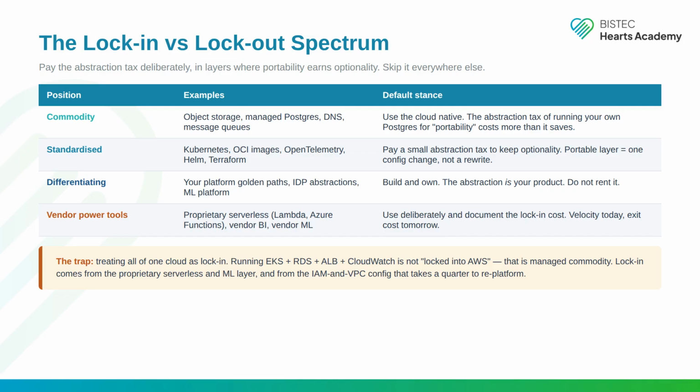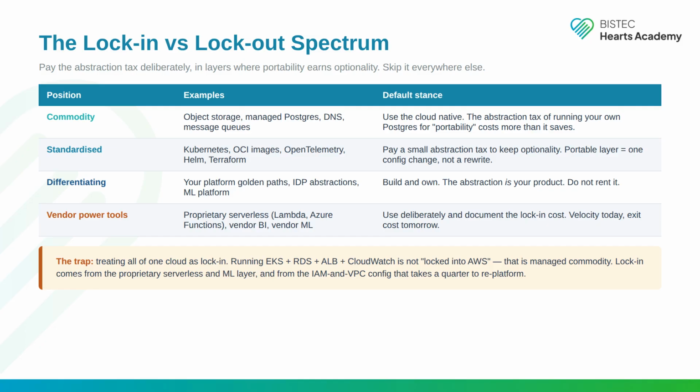For standardized, pay a small abstraction tax to keep optionality. Kubernetes is portable across every cloud. Helm is portable. OpenTelemetry is portable. The portable layer is one configuration change, not a rewrite.